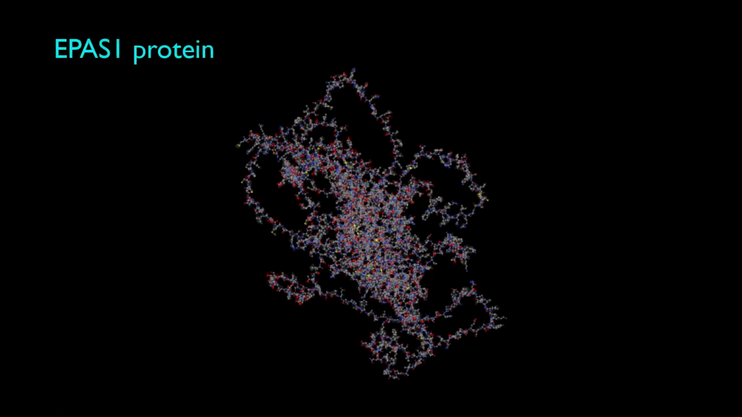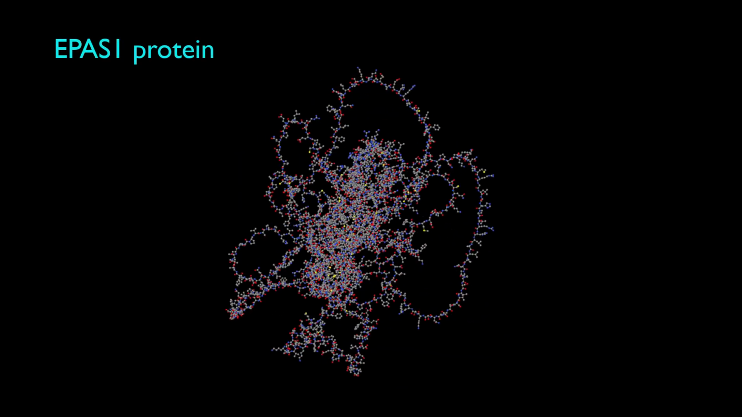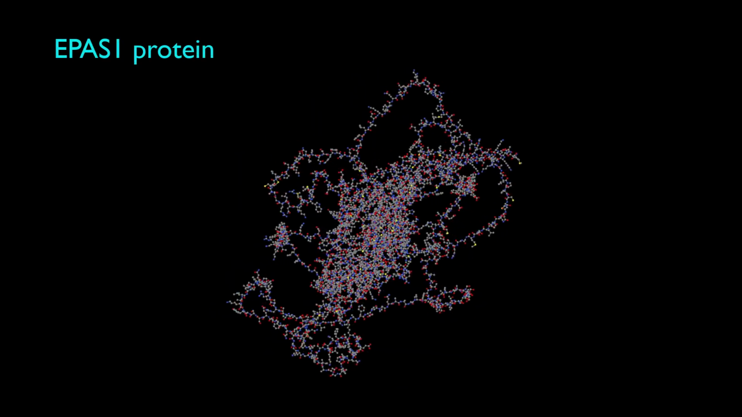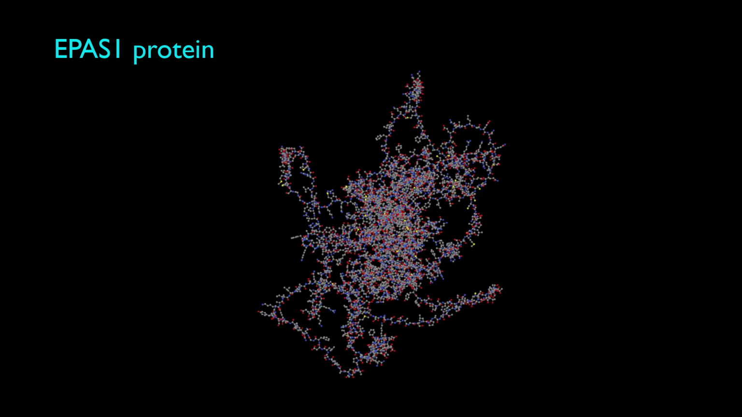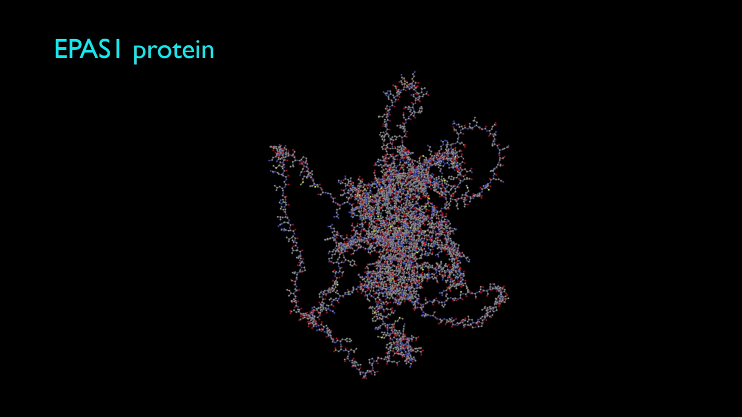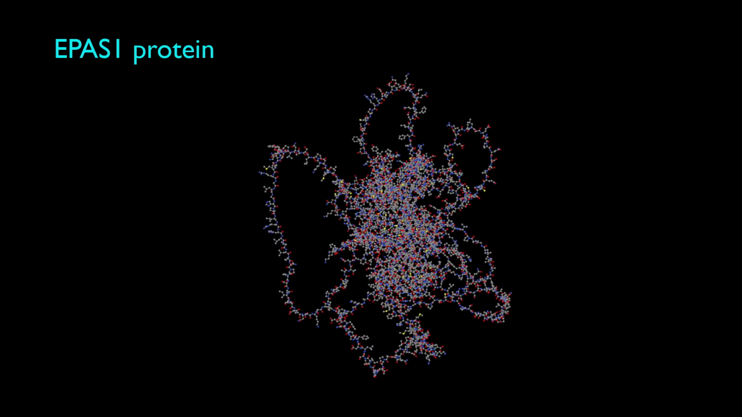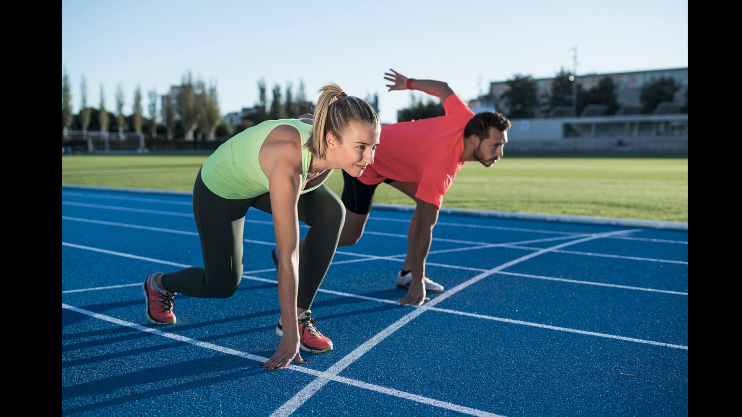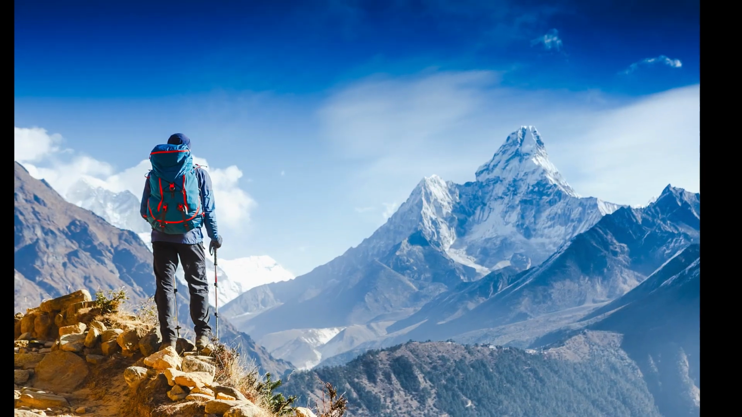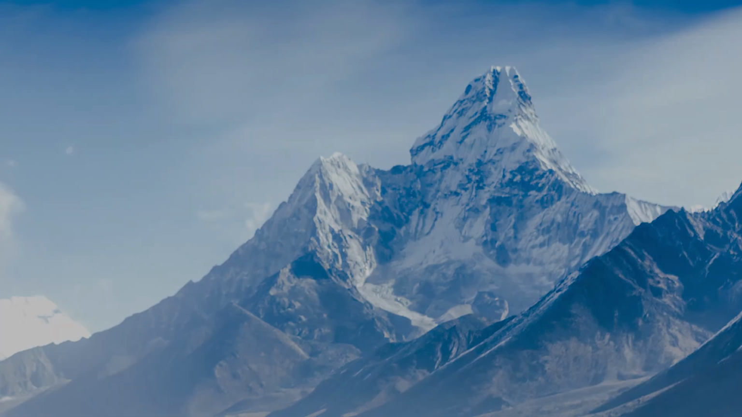And the star of today's show is the endothelial PAS domain-containing protein 1, or the EPAS1 protein. This cellular protein is found in mammalian species and regulates blood oxygen levels. It is quite handy in low oxygen conditions, such as if you were thinking of running for the next Olympics or staking your claim on Mount Everest.